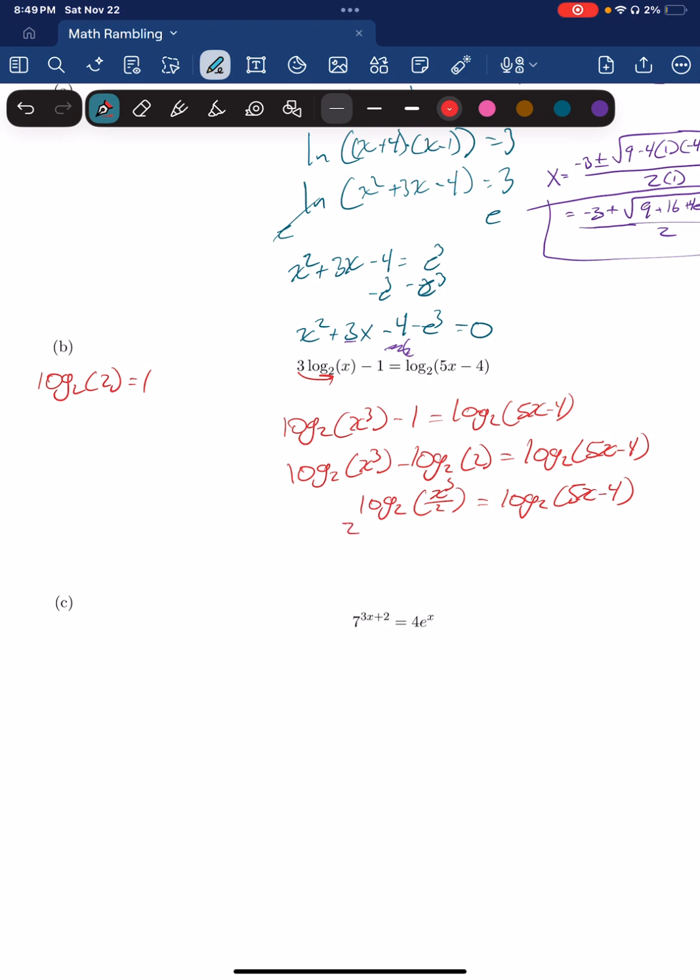I'm going to raise both sides to the power of 2 to cancel these, and we get x cubed, oh fudge, over 2 equals 5x minus 4. Multiply by 2 on both sides to get x cubed equals 10x minus 8. And so we get x cubed minus 10x plus 8 equals 0. How do you solve this?